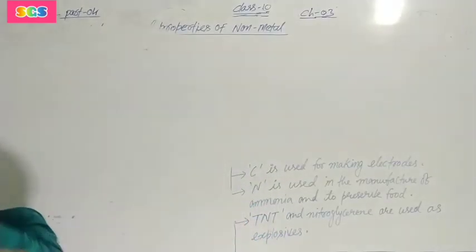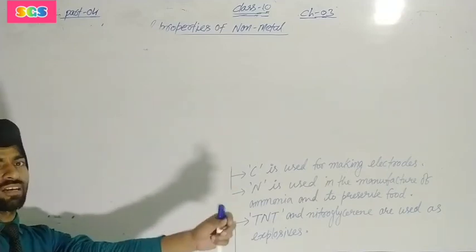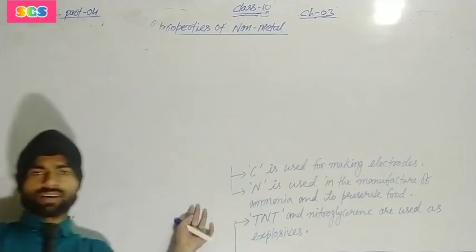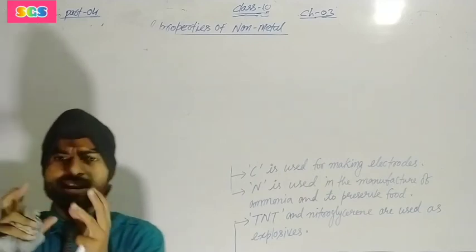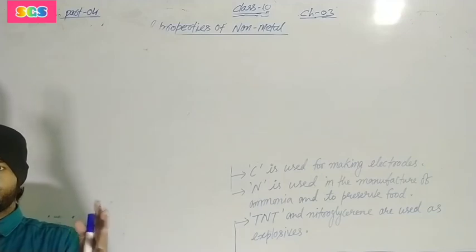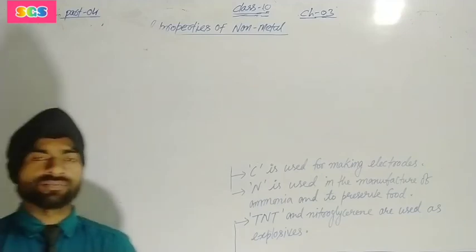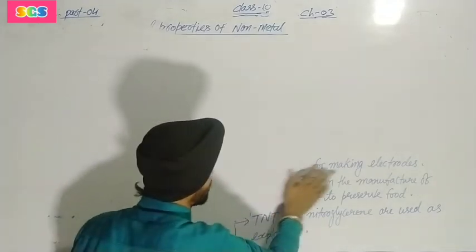Already I have said that nitrogen is used in the manufacture of ammonia, and nitrogen is also used to preserve food as it is a very inert gas. It does not react easily with air or oxygen. That's why it is used as a preservative in several foods, like Kurkure, chips, Lays. These food bags contain nitrogen gas, and that's why they are very fluffy. So nitrogen is used as a preservative in most food items.